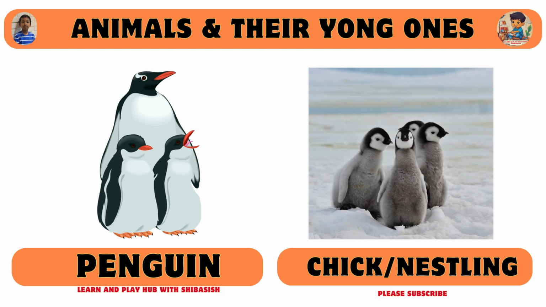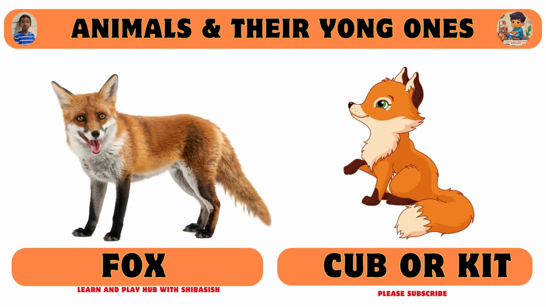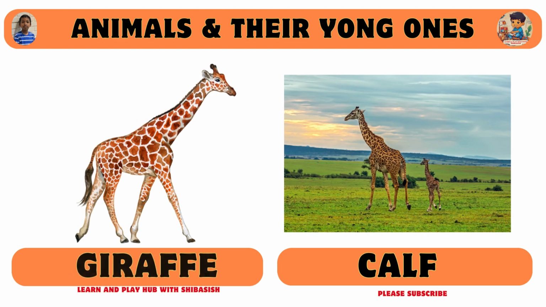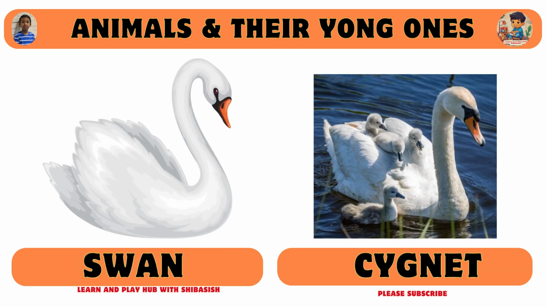Penguin, chick and nestlet. The baby of a penguin is called as chick or nestlet. Fox, cub or kid. The baby of a fox is called as cub or kid. Giraffe, calf. The baby of a giraffe is called as calf. Swan, swineherd. The baby of a swan is called as swineherd.